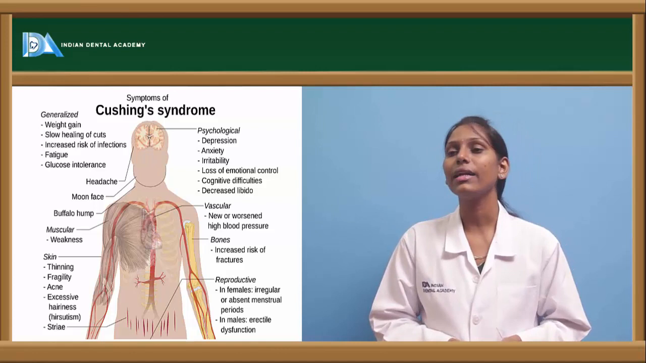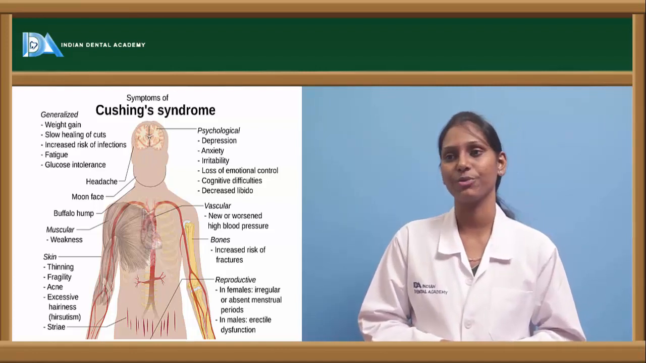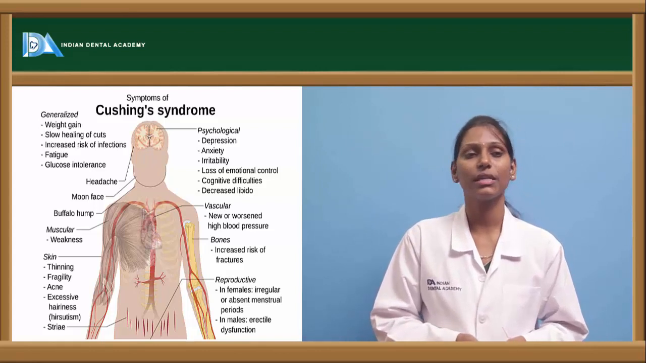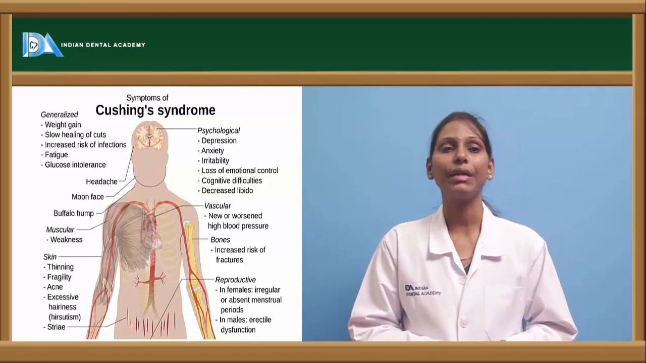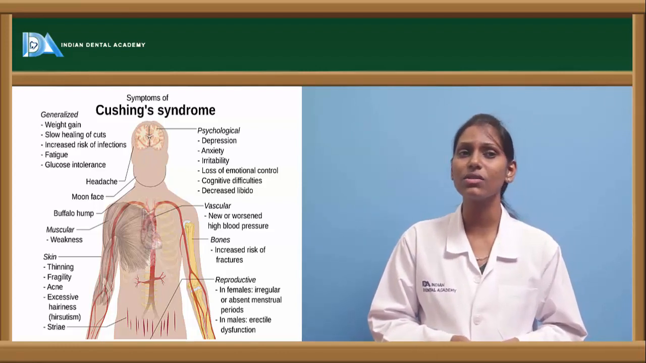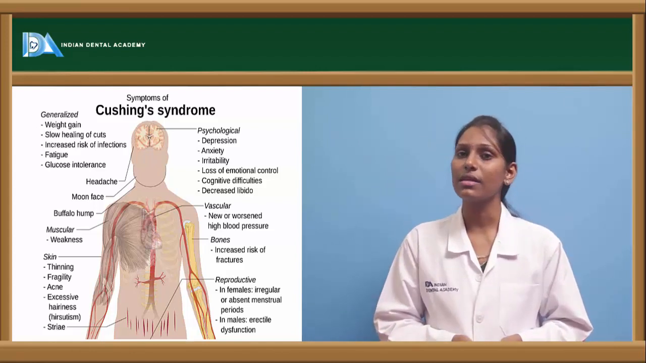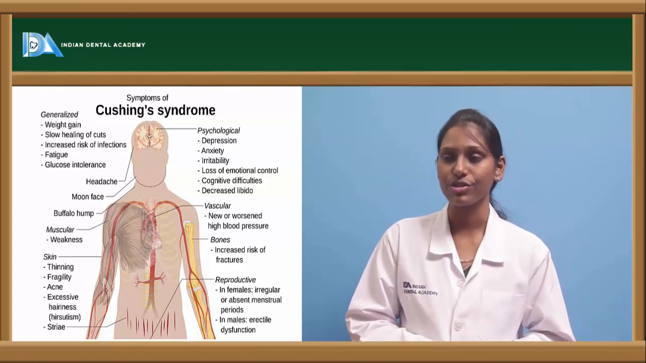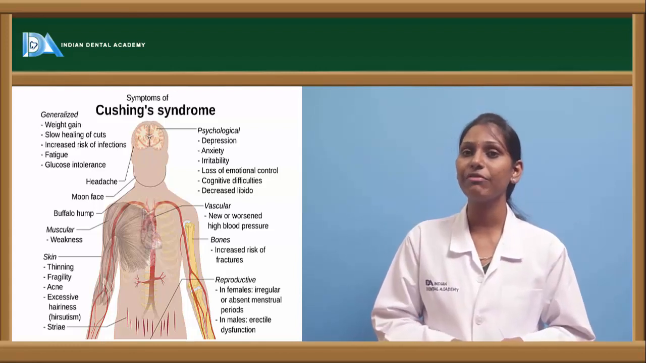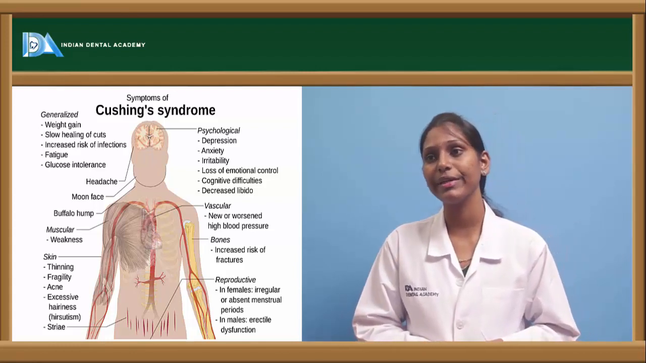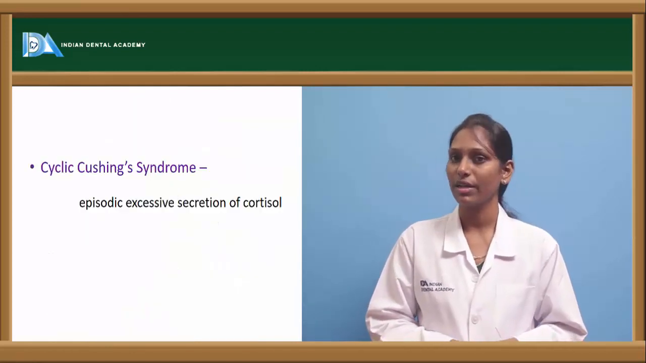When it comes to vascular manifestations, there is new or worsened high blood pressure. Increased risk of fractures can be seen when it comes to bone, because cortisol, especially in the older age group and in menopausal women, can lead to osteoporosis. In severe osteoporosis, as we know, they can have pathological fractures. And when coming to the reproductive system, in females they will have irregular menstrual periods, and in males they have erectile dysfunction. So these are various symptoms of Cushing syndrome.